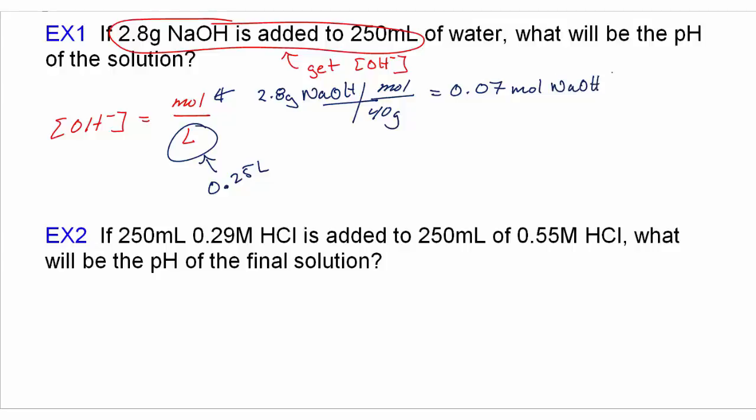If I have 0.07 moles of NaOH, how many moles of OH do I have? The same number. Do you see it? In 1 mole of NaOH, I have 1 mole of hydroxide. Right? 'Cause look at the chemical formula. It's 1 to 1. It's the same number.